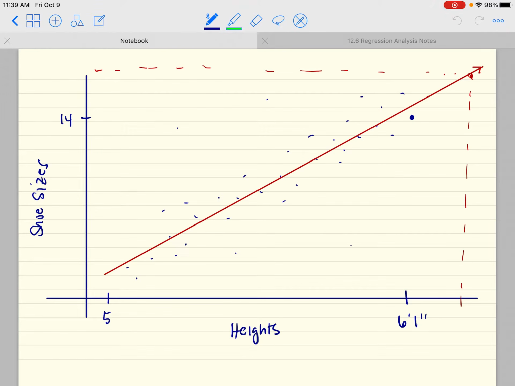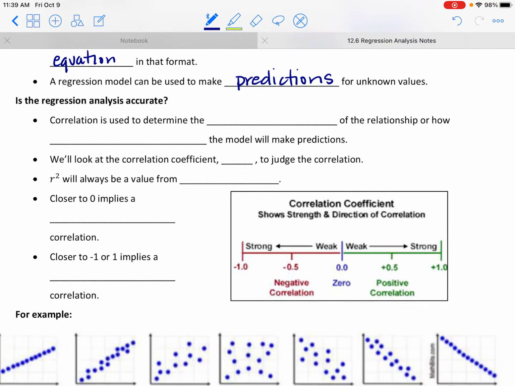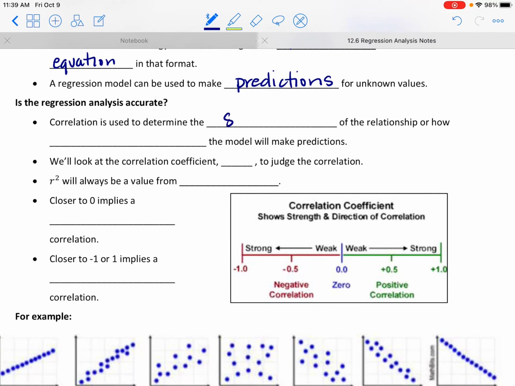In order to determine the accuracy or the reliability of the model that we're going to calculate, we're going to look at something called the correlation coefficient. Correlation is used to determine the strength of the relationship. It's also going to tell you how accurately the model will make predictions. Are these going to make accurate, reliable predictions, or not? Is it actually a line that represents the data, or did we just ask the calculator to do something for the sake of doing it when there isn't really a connection in the data?